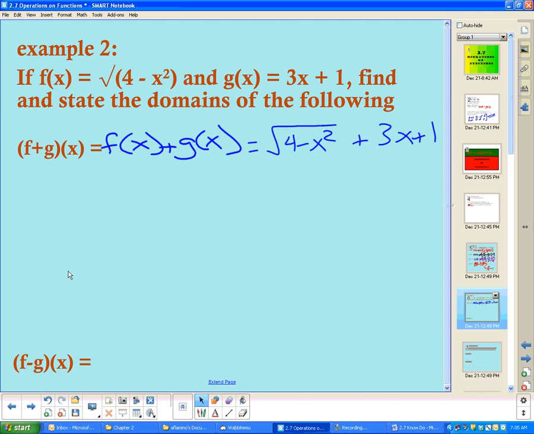In terms of finding the domain, remember that to find the domain, we're going to find the individual domains. We're going to start by finding the domain of f.